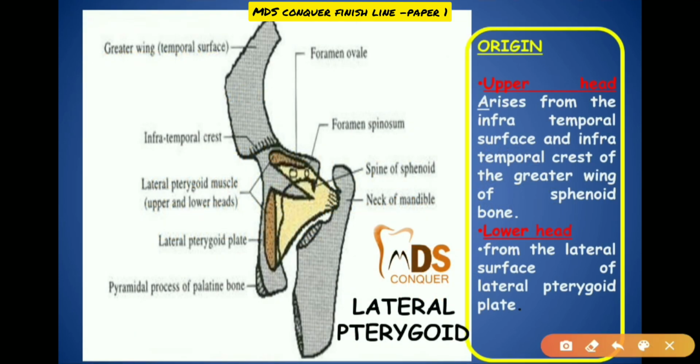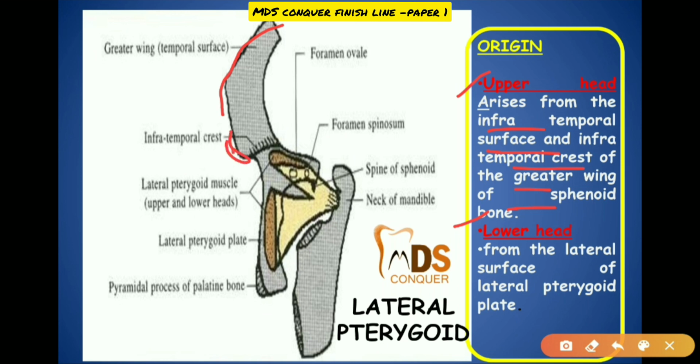Then we'll go with the lateral pterygoid now. Lateral pterygoid has two heads, right? Upper head and lower head. Upper head will arise from the infratemporal surface and infratemporal crest of the greater wing of the sphenoid bone. So this is the upper head. You can see here, this is the greater wing and infratemporal crest.